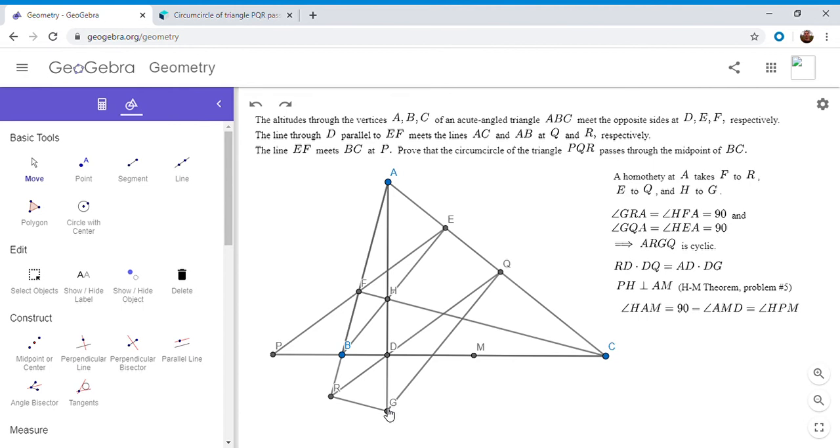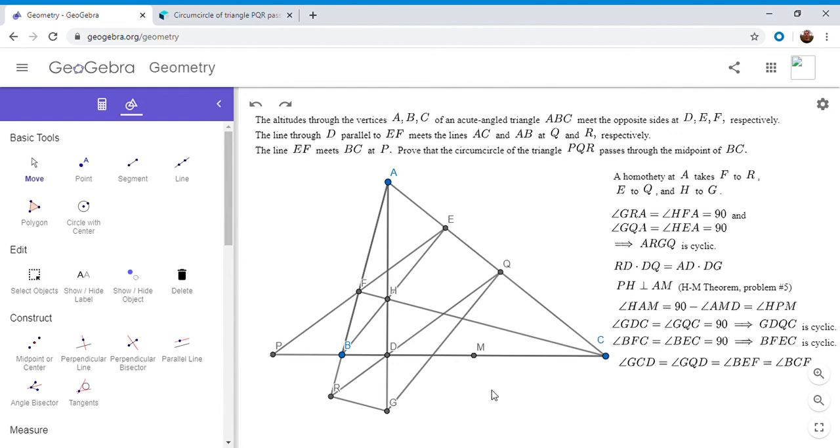Okay, so first, note that since GDC and GQC are both 90 degrees, we have to have GDQC as cyclic. And then also, since BFC is 90 degrees and BEC is 90 degrees, BFEC has to be cyclic. So both of them for the same reason. And these are going to come in handy for the angle chase.